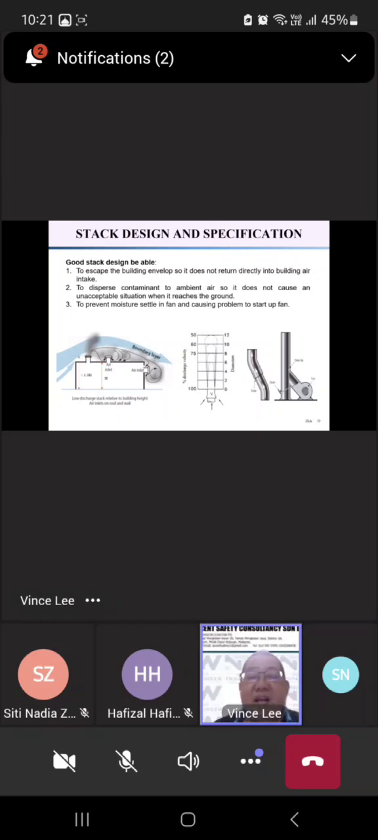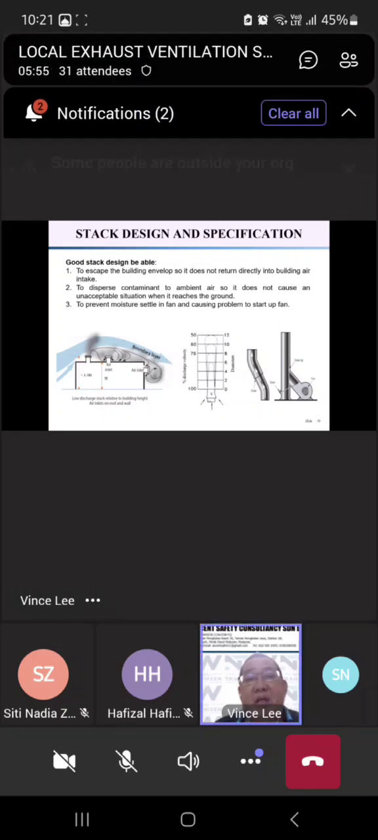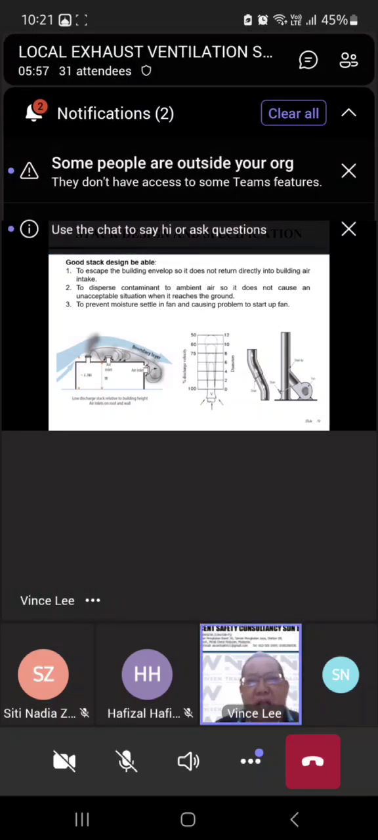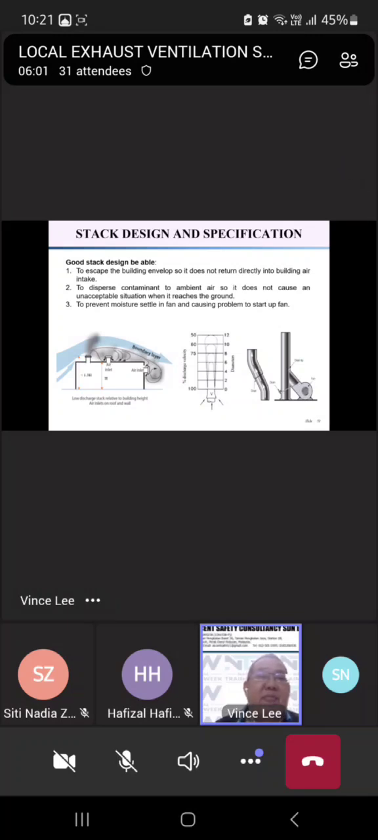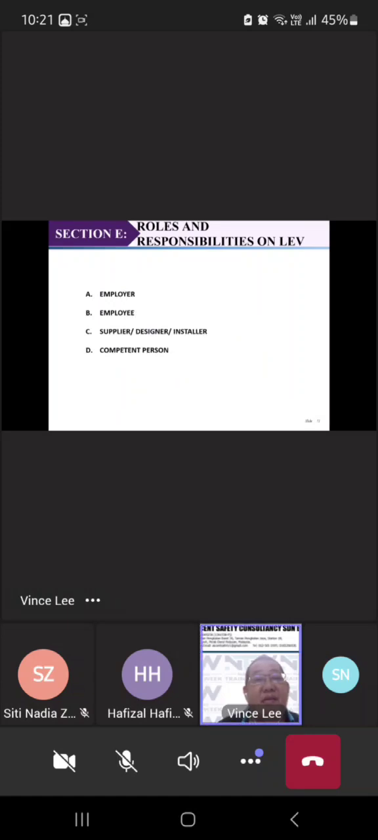A good design stack, so to make sure that it escapes the building and does not return into the building air intake and has to disperse contaminant of ambient air so that it does not cause an unacceptable situation when it reaches the ground, and to prevent settling of moisture and problems in starting of the fan. Okay.